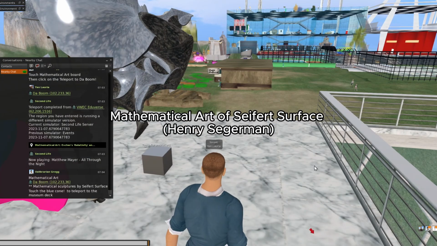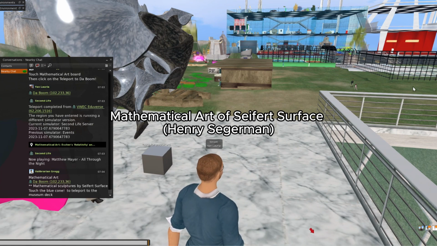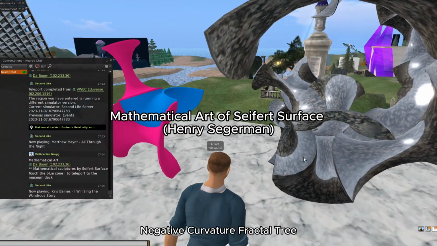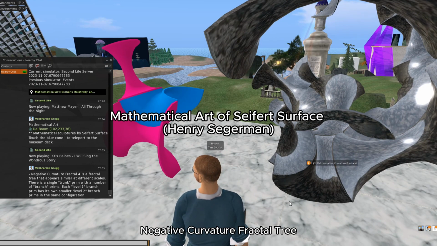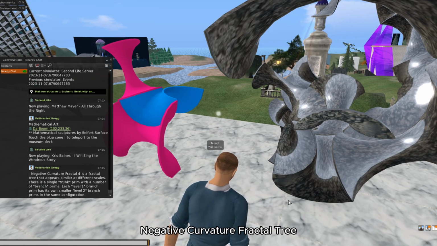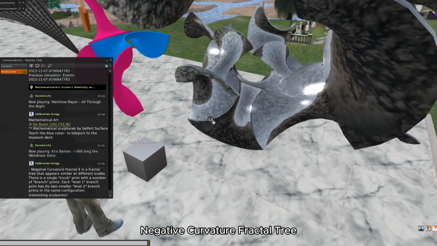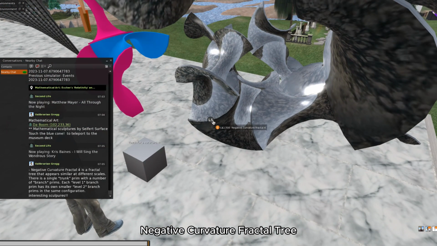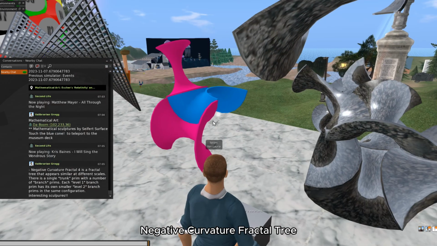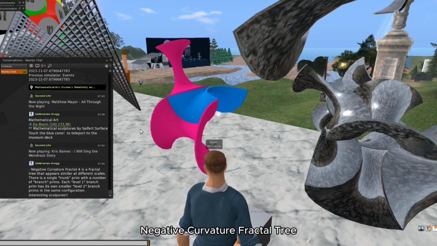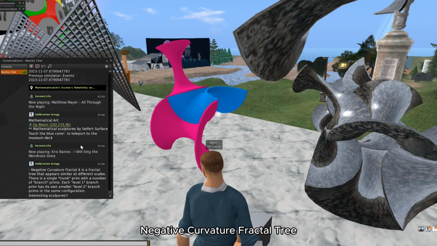So there are Seifert Surface works. First, this is a sculpture, a fractal tree, a negative curvature fractal. This is a fractal tree that appears similar at different scales. There is a single trunk prim with a number of branch prims. Each level 1 branch prim has its own smaller level 2 branch.